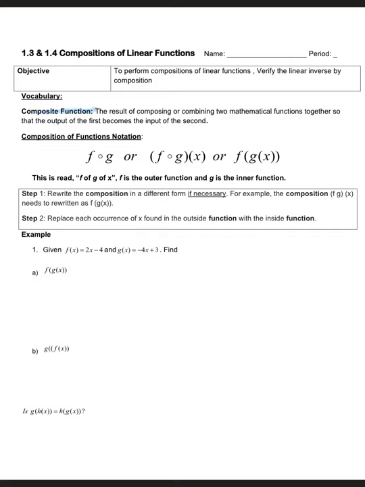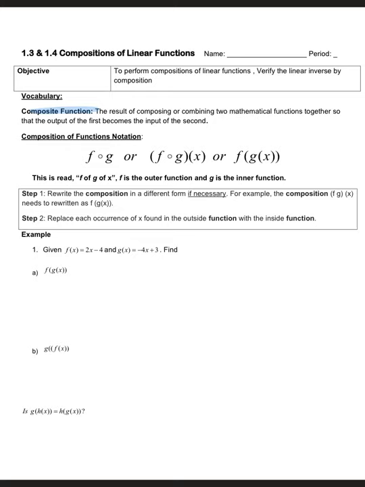So we start with composite function, and this is the result of composing or combining two mathematical functions together so that the output becomes the input of the second. And this is the notation here.